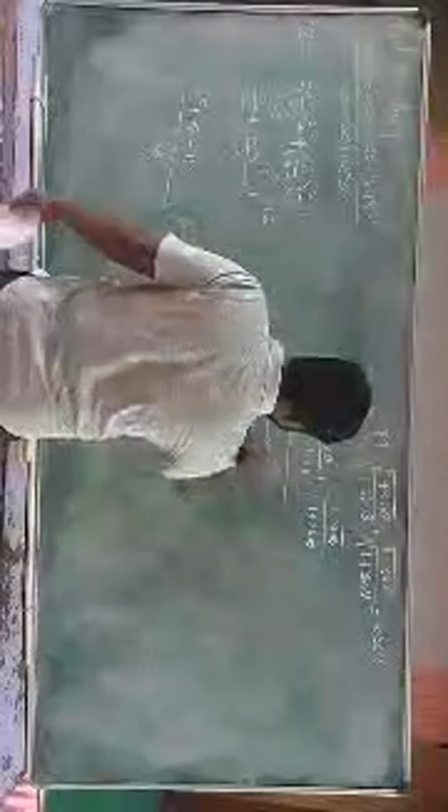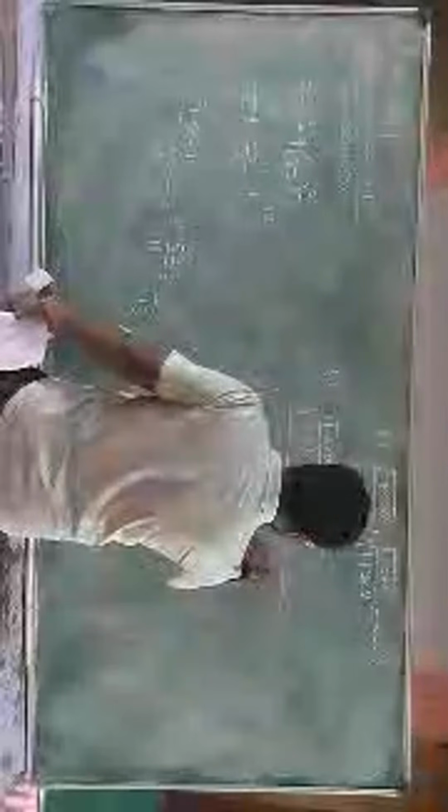Yes, solved. Okay, so a simple example. We can take the LHS side first, the left hand side: under root 1 plus sin theta. Now rationalize the denominator. The rationalizing factor is 1 plus sin theta divided by 1 plus sin theta, plus the same under root 1 minus sin theta divided by 1 plus sin theta. The rationalizing factor is 1 minus sin theta divided by 1 minus sin theta.